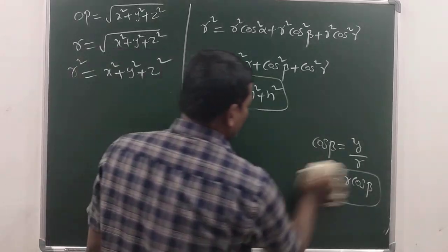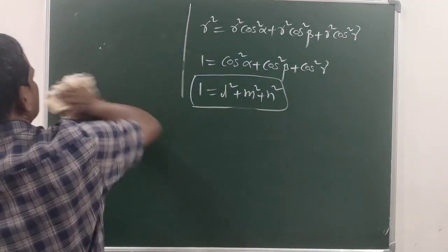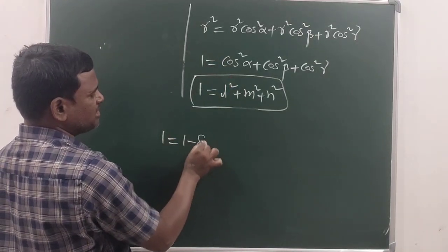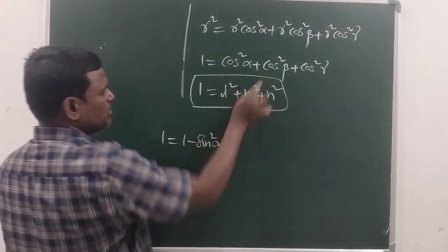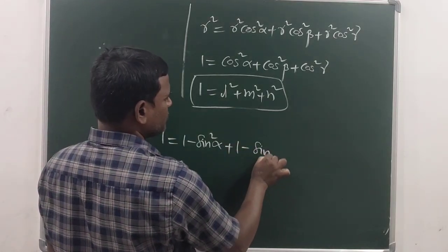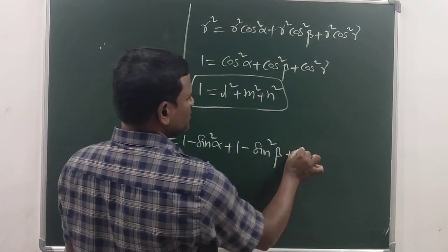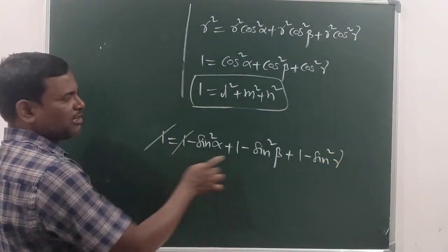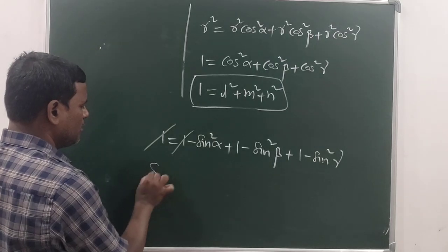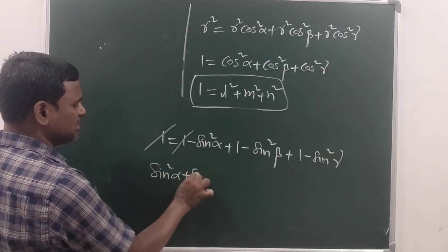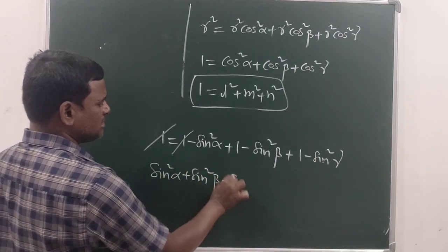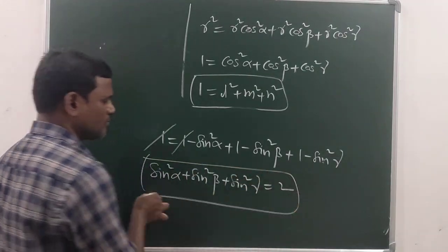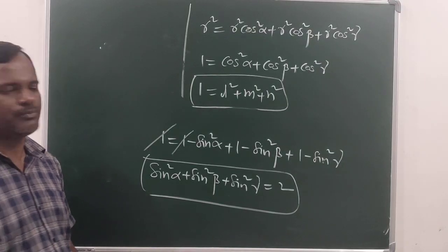And here you have to remember one more point. Suppose you know cos square alpha can be written as 1 minus sin square alpha. So this is also 1 minus sin square beta. This is 1 minus sin square gamma. Now bring these three to the left side, so that you will get sin square alpha plus sin square beta plus sin square gamma, which is equal to 2. Remember this relation also.